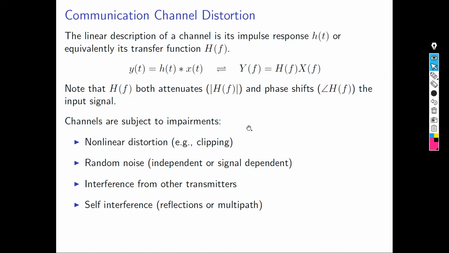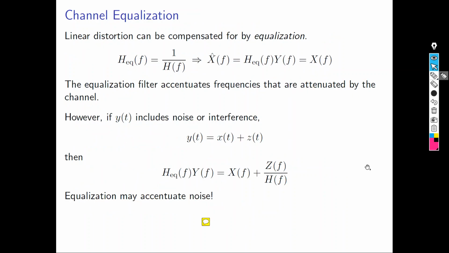Channels are subject to impairments. What are these impairments? Nonlinear distortion caused by the front end of your device, like power amplifier, circuits, antenna, matching circuits. Also, random noise, which is coming from electronic devices, from sun, from air, nature. Interference from other transmitters. There are other transmitters. You might be talking, I might be talking. And self-interference, reflections, or multipath. So basically, these are the things.